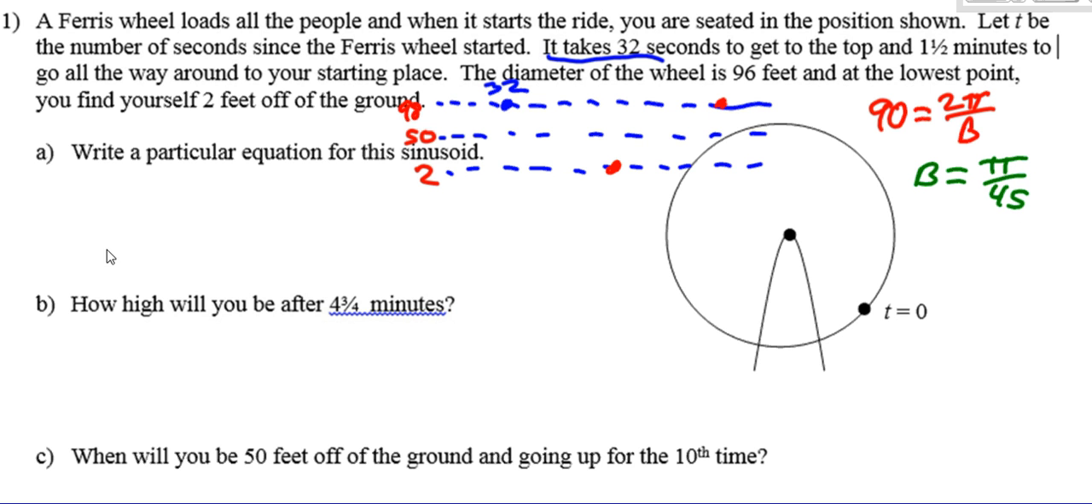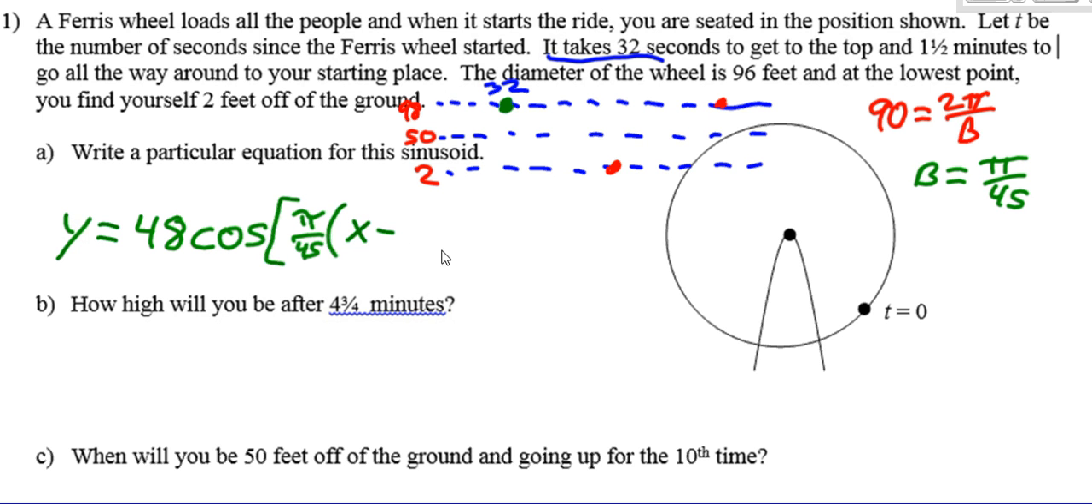Now we have everything we need to write the equation. It'd be y equals the amplitude, which is 48. And we're doing a cosine because we're starting the graph at the maximum height. Now, b is the next part of the equation, so pi over 45, times x minus the horizontal shift, so it goes 32 seconds. And then plus the midline, which is 50.